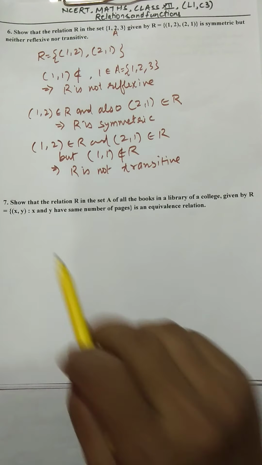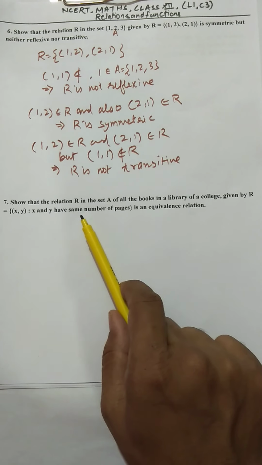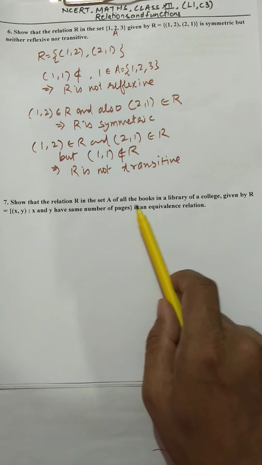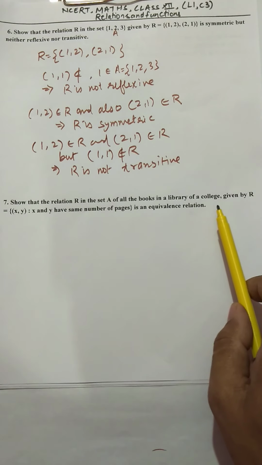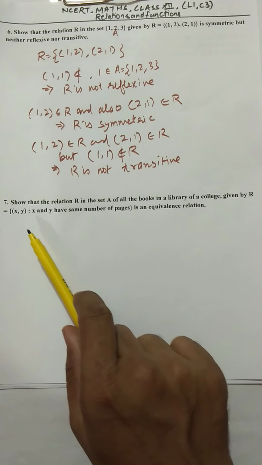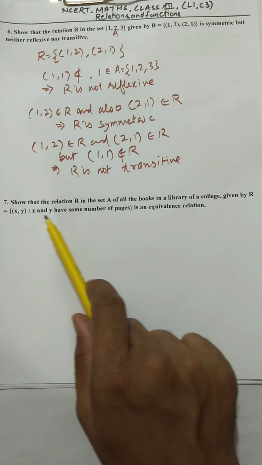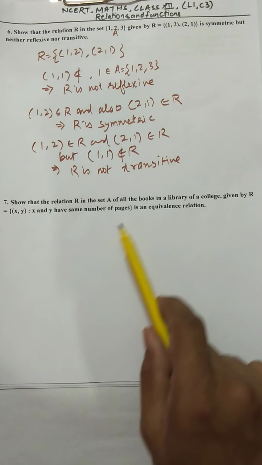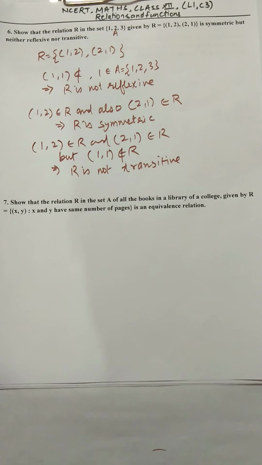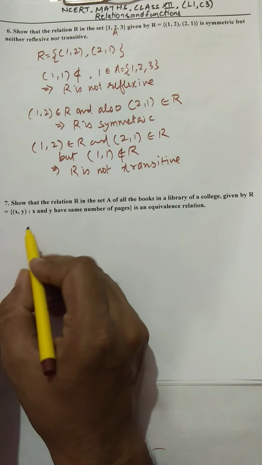Now come to question number 7. Show that the relation R in the set A of all the books in the library of a college, given by R = {(x, y): x and y have the same number of pages}, is an equivalence relation. It means we have to show that this is reflexive, this is symmetric, and this is transitive. So let's start now.